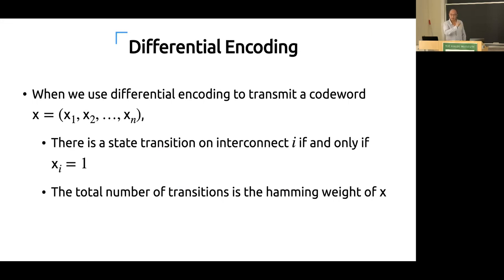Because when you take the difference, if there are no transitions, that means the two of them are identical, right? So a 1 in the code word means that you're flipping the bit from before. If it's a 0, there's no flipping, so there's no transition. So there's a transition if and only if the corresponding position has a 1 in the code word. And the total number of transitions is simply the Hamming weight of the code word.